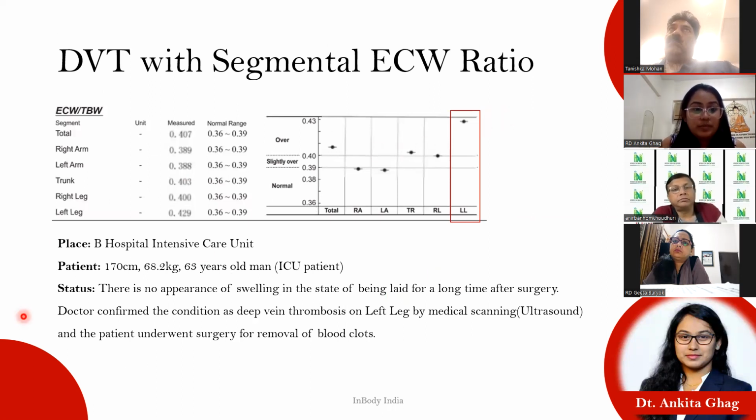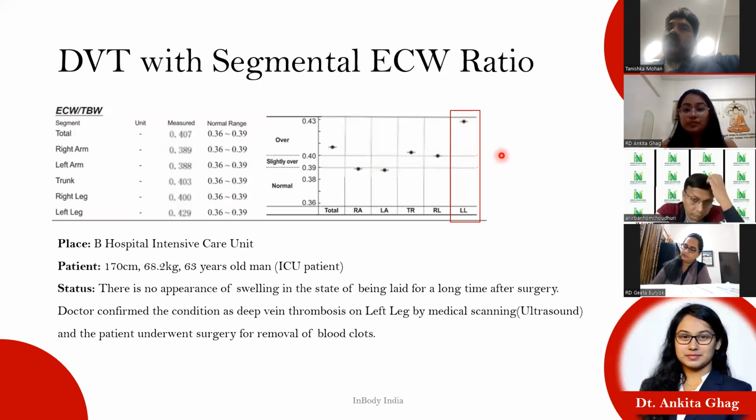So this person was a 63-year-old man, 68 kg. There was no appearance of swelling. However, it was always coming low. But after a certain period, it was still the same. That's why they did this ultrasound. And they figured out there was a thrombosis and then the clot was removed, because only in one leg was the ECW ratio on a higher side. So we can also do certain kinds of interventions provided we monitor the patients based on their limb also, segmentally.